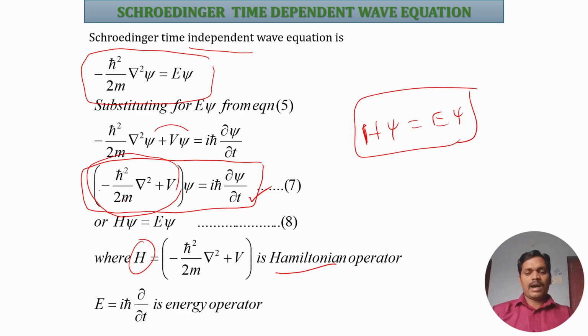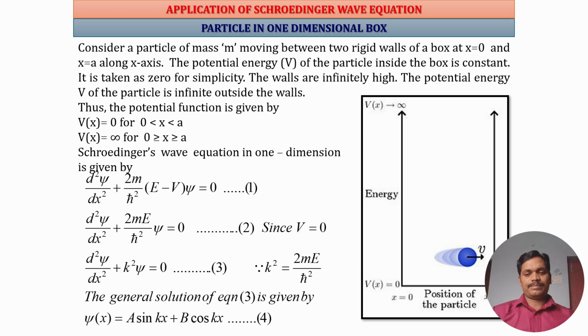But still, we have applications. The application is the particle in a one-dimensional box. In the Schrodinger time independent wave equation, initially we assumed a particle undergoes motion in three dimensions, and finally we are giving an application for a particle that moves in one dimension. So we can say this is a particle in a one-dimensional box.